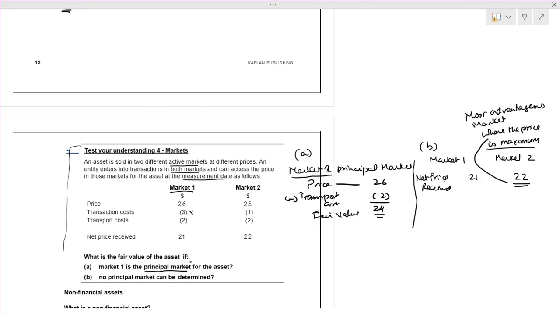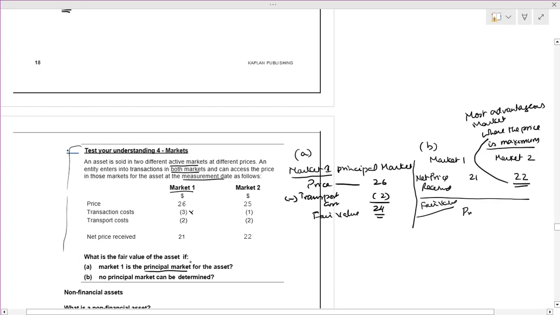Now, if you compare it, this is the first level. If you compare with the fair value, what is the price? The price is 25. Transportation cost is how much? Transportation cost is 2. It comes to how much? 23.